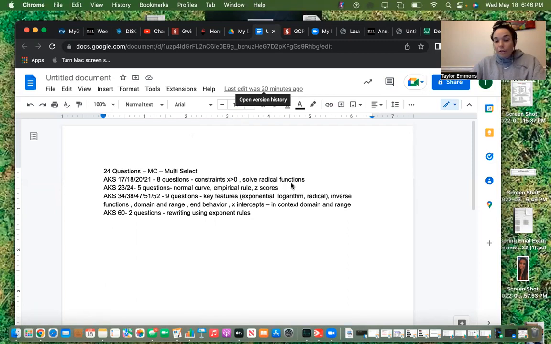We did solving radical functions up at the beginning of our review guide. And then 23 and 24 is dealing with normal curve and z-scores. Again, there's 5 questions on that. I would expect you to have 1 to 2 questions on empirical rule, 1 to 2 questions on the normal curve, and 1 to 2 questions on the z-score. Okay. Somebody mentioned something. 54, got you. Okay, let me go back to that.